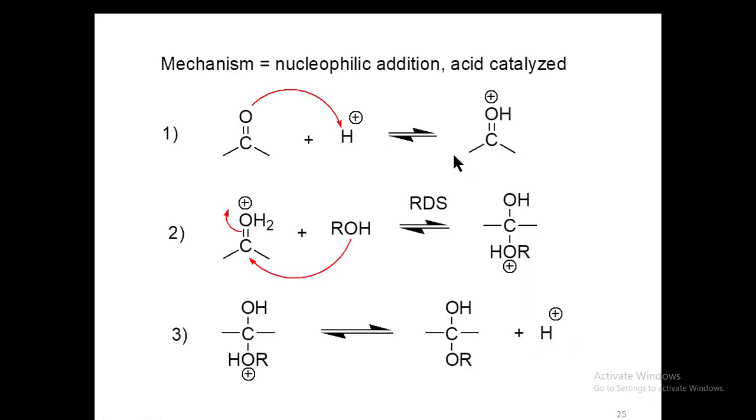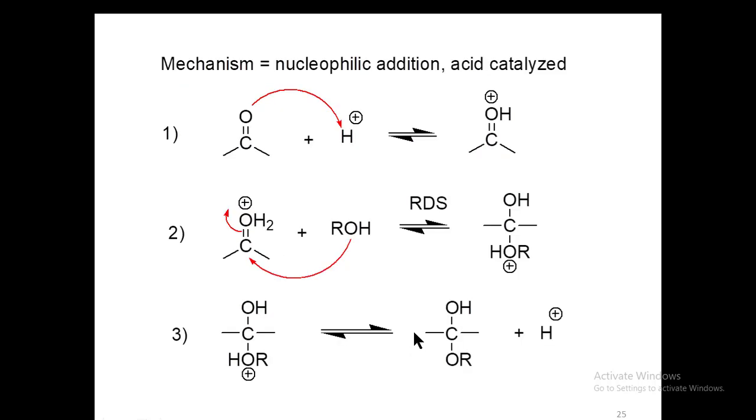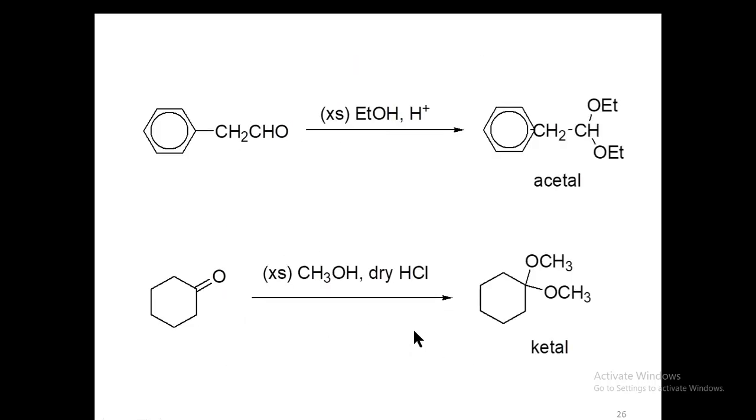In between the reactant and product, there is an intermediate step which is called hemiacetal, and hemiketal. So addition of alcohol will give us first hemiacetal and then acetal, and first hemiketal and then ketal. This is the mechanism for this reaction.